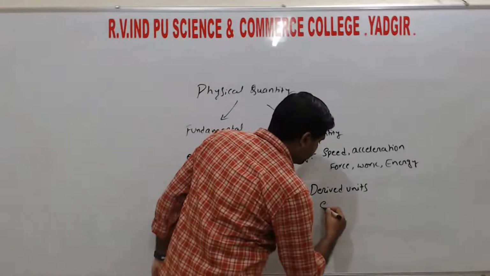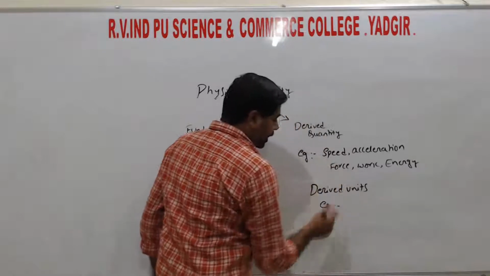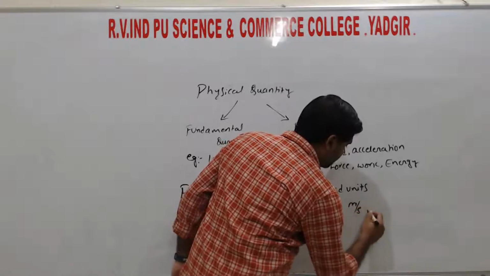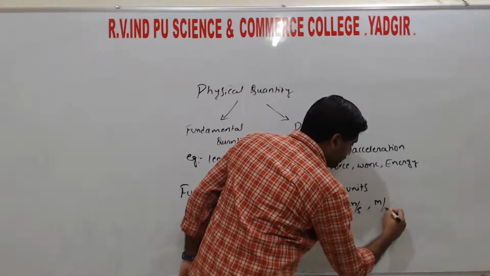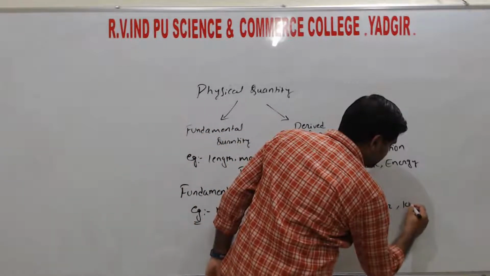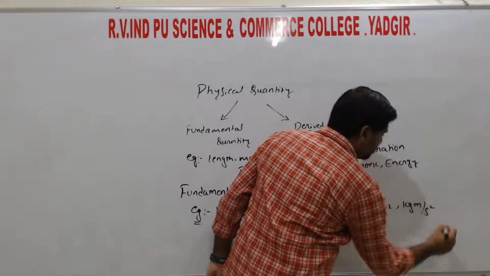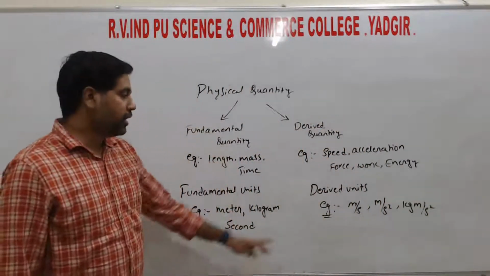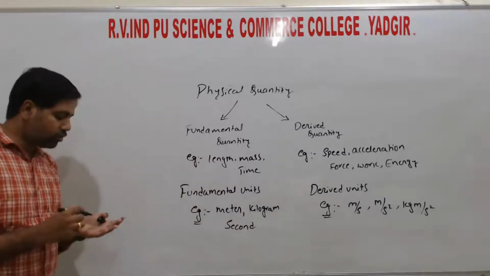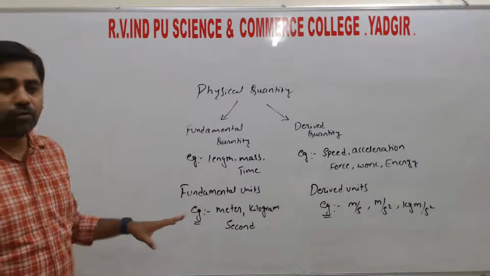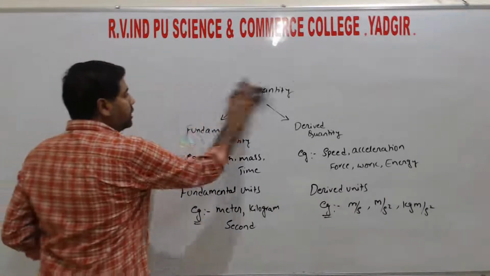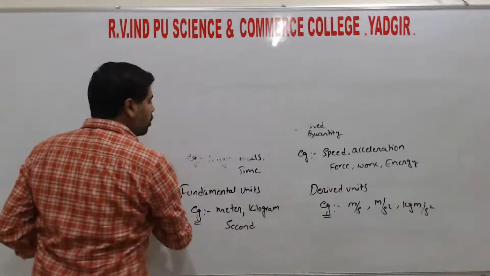Similarly, in derived units, if we take the example of speed, that is meter per second, acceleration is meter per second square, force is mass into acceleration, that is kg meter per second square. These are a few examples of derived units. Next, let us move on to the next topic, that is system of units. We have several systems of units, so we will discuss that.